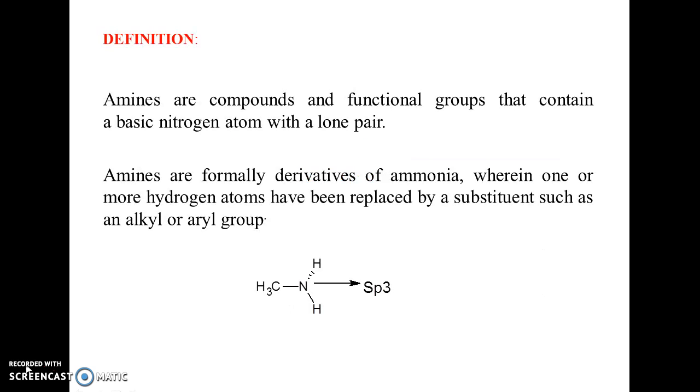Amines. Coming to the definition, amines are organic compounds or functional groups which contain a basic nitrogen atom. Here the nitrogen atom is present with a lone pair of electrons, which is present on the sp3 hybridized orbital of the nitrogen atom. We can also say amines are formally derivatives of ammonia, wherein one or more hydrogen atoms of ammonia have been replaced by a substituent. That substituent may be either an alkyl moiety or an aryl moiety.